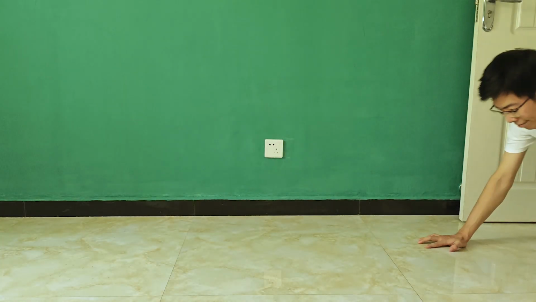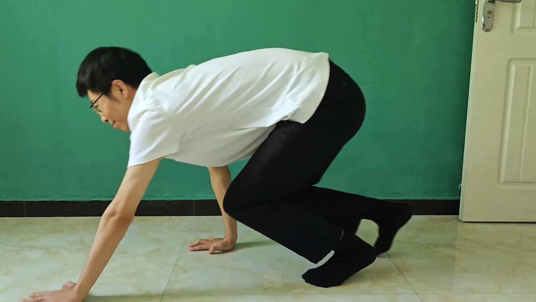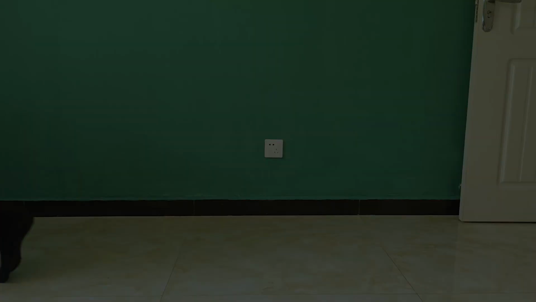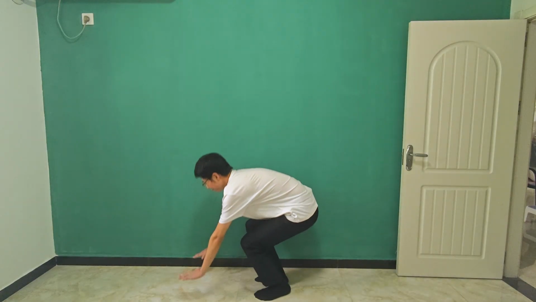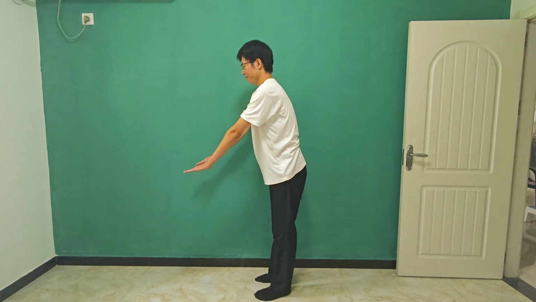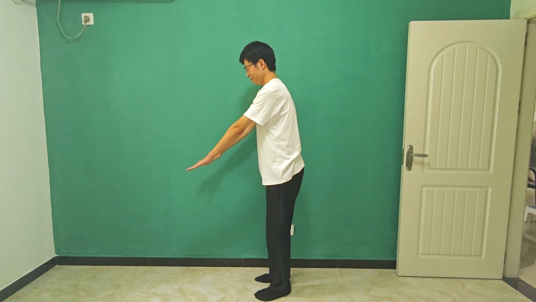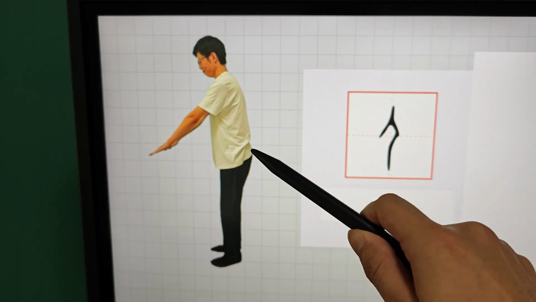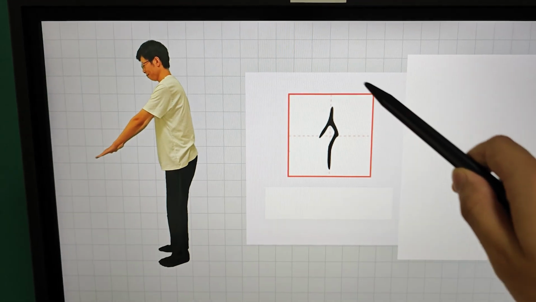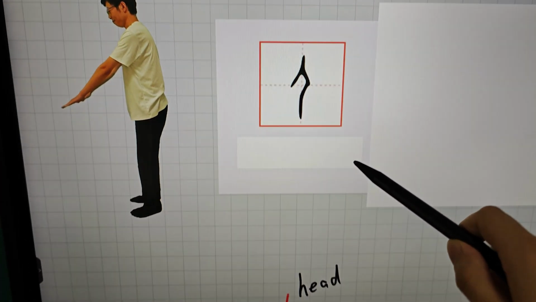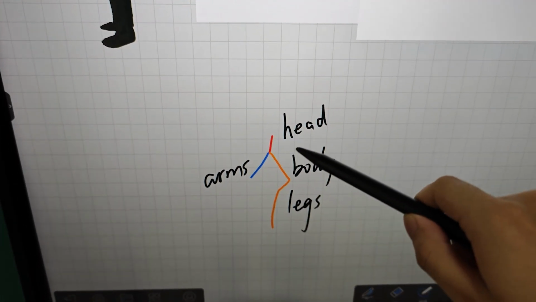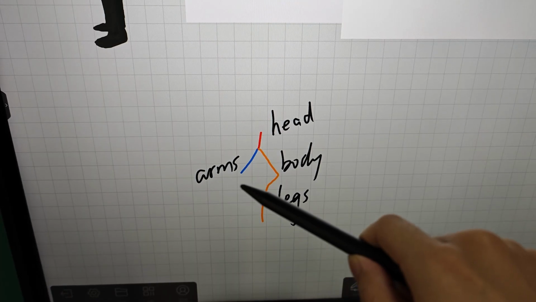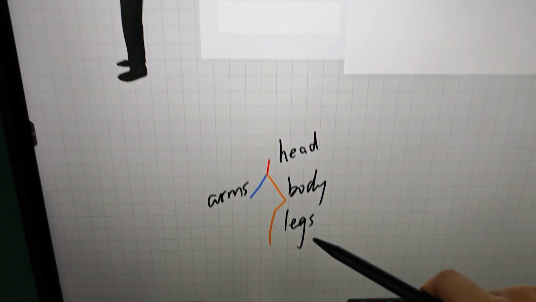You notice that they crawl on the ground and walk on 4 legs. Only humans can walk upright on 2 legs, and our hands are free. Based on this shape, you created the Chinese character 人, which means people or person. You wrote it like this. This is the head. This is the arm. And this is the body and legs.